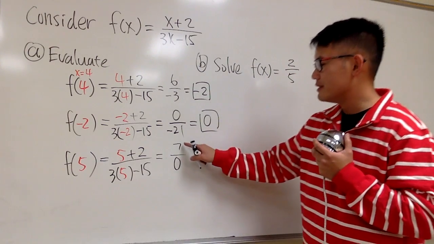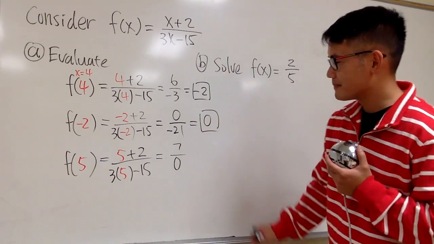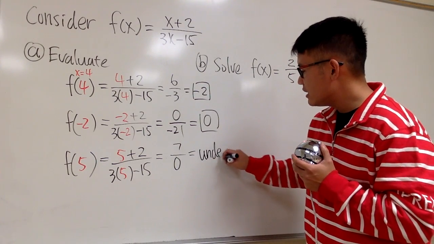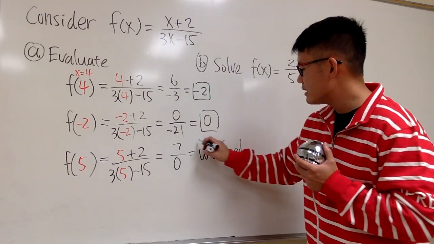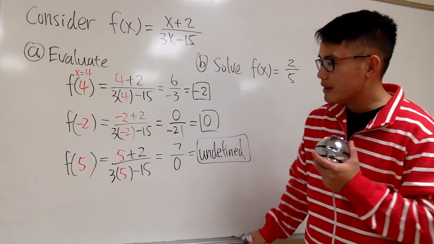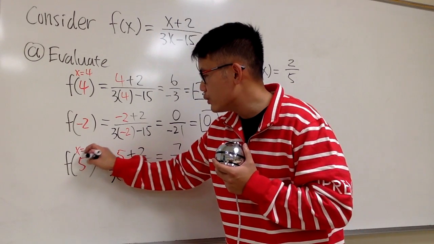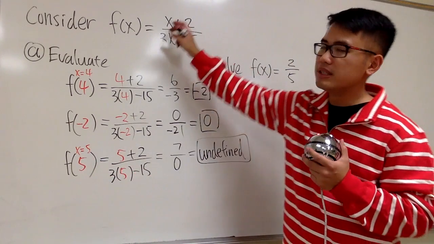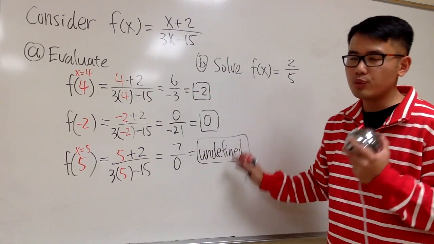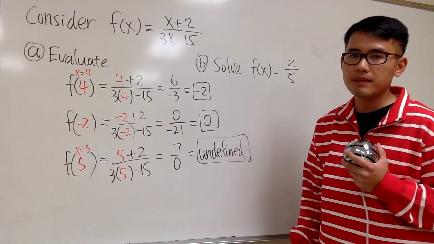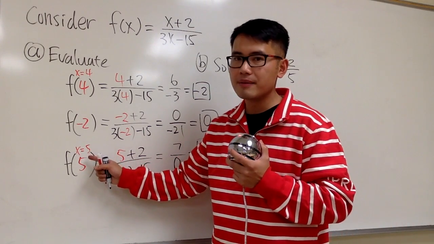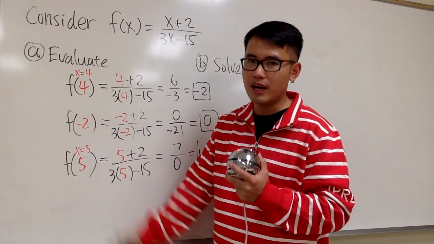And now, 7 over 0, this is what? This is not doable. This right here is undefined, right? This is the response for that. And now you see, if you want to plug in x is equal to 5 into this rational function, you will end up with something that's not doable. This is not defined, right? So we must restrict x is equal to 5 from the numbers that you're plugging for x.